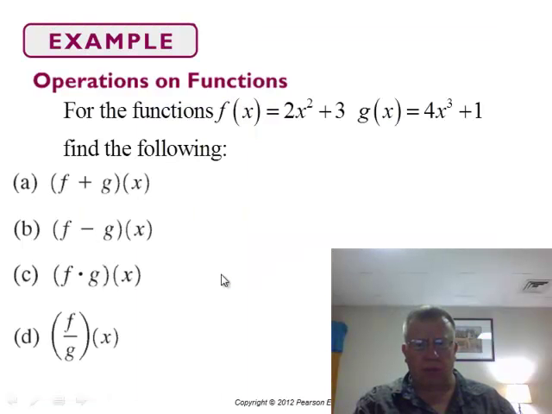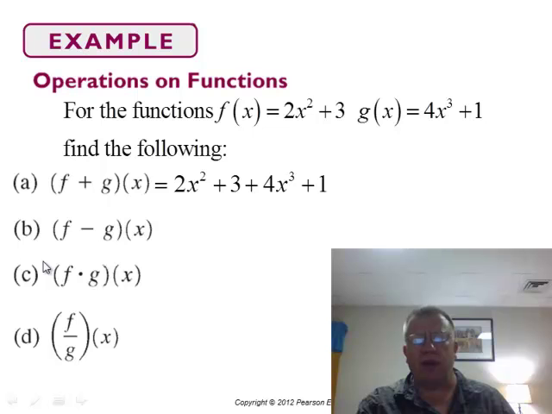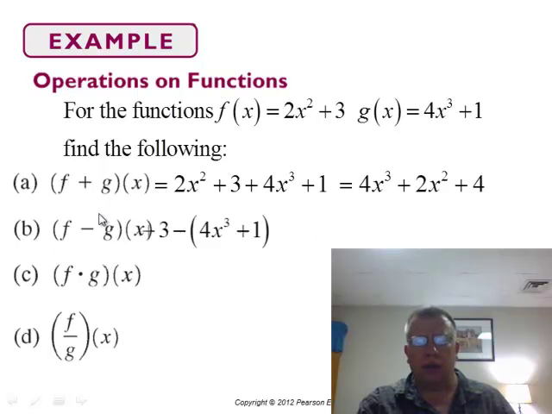So let's just see how this goes. Suppose that we've got function f of x equals 2x squared plus 3, and function g of x is equal to 4x cubed plus 1. So what would f plus g look like? F plus g of x means f of x plus g of x, so you add those two functions together: 2x squared plus 3 plus 4x cubed plus 1. How about f minus g of x? There you go, you subtract them.